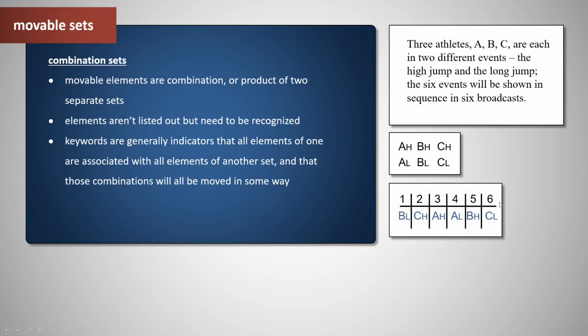You'll have the 6 broadcasts, and then you'll have B doing the long jump in broadcast 1, C doing the high jump in broadcast 2, etc., etc. So this is what I call a combination set, where you're actually combining 2 different sets that you're given in order to create what is actually going to be moved around. The thing with this is that these are relatively rare. There's a couple of different ways of drawing them, and I'll explain how to do it in more detail in some of the exercise sets that we'll be doing in the videos.